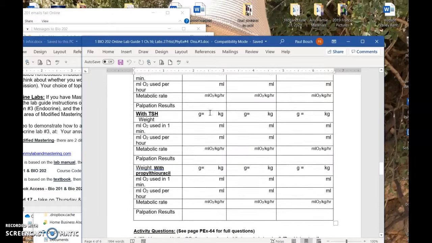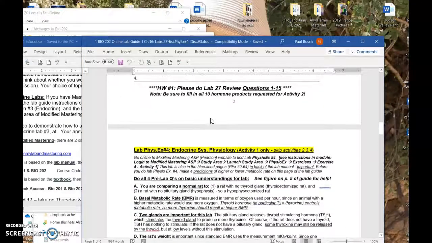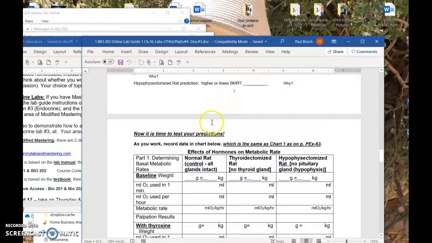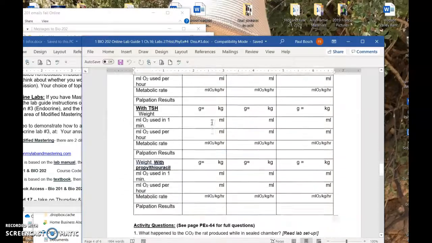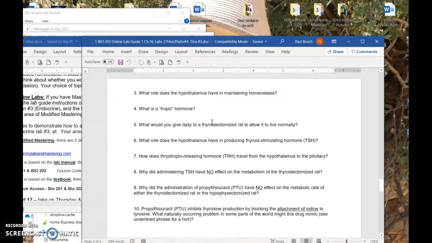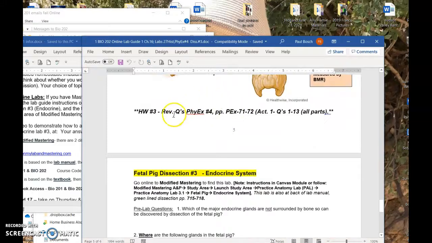Now, some people do type these labs. The only problem is the drawing. So you may have to put the drawings on a separate piece of paper or just make a picture of that. It's a little easier to write this out, but if you want to type it, that's fine. Just make sure everything is there. You don't skip anything. And then, so here's the questions in the lab book.